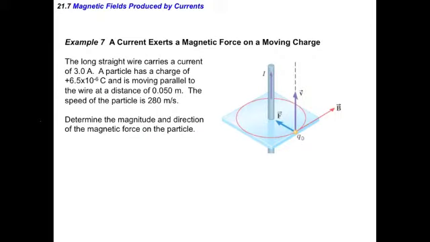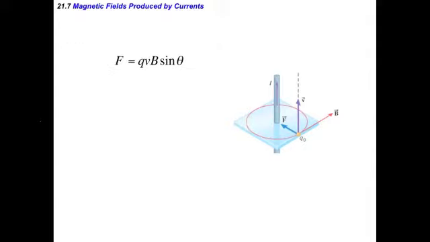We can then use this to see the effects on charges or other current-carrying wires, because if this wire creates a magnetic field, it can then cause a force on another charged particle. So a long straight wire has a current of 3 amps. We can figure out the magnitude and direction of the magnetic force on a particle moving parallel to that wire. The particle has a charge of 6.5 times 10 to the negative 6 coulombs, and both of them are traveling in the same direction, the current and this positively charged object. The speed of that particle is 280 meters per second.